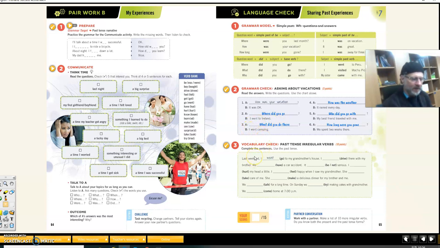All right, now let's move on to number 3. Number 3 is fill in the blanks, and you're going to be filling in the blanks with past tense irregular verbs. Okay, this is worth 10 points. So go ahead and take this little quiz or test right now. You can pause it.